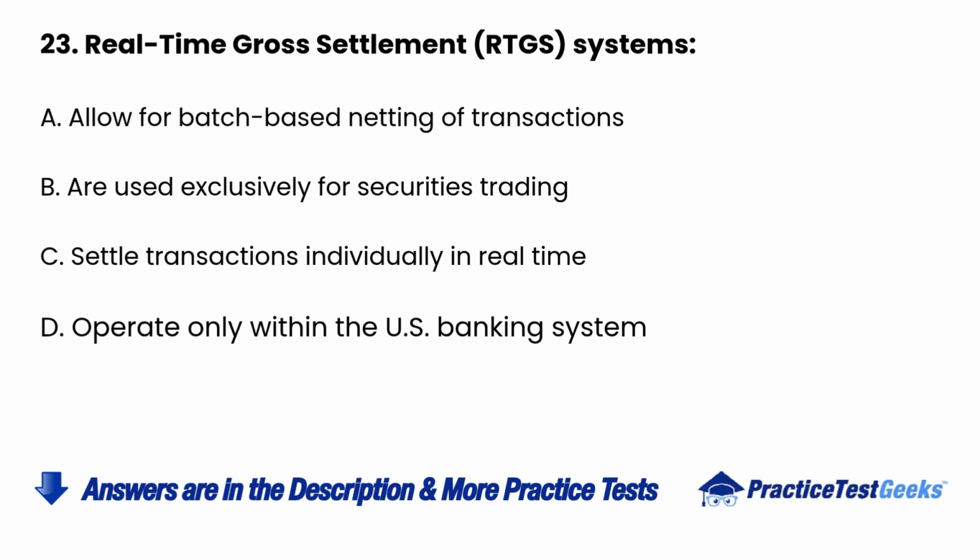23. Real-time gross settlement (RTGS) systems: A. Allow for batch-based netting of transactions. B. Are used exclusively for securities trading. C. Settle transactions individually in real time. D. Operate only within the U.S. banking system.